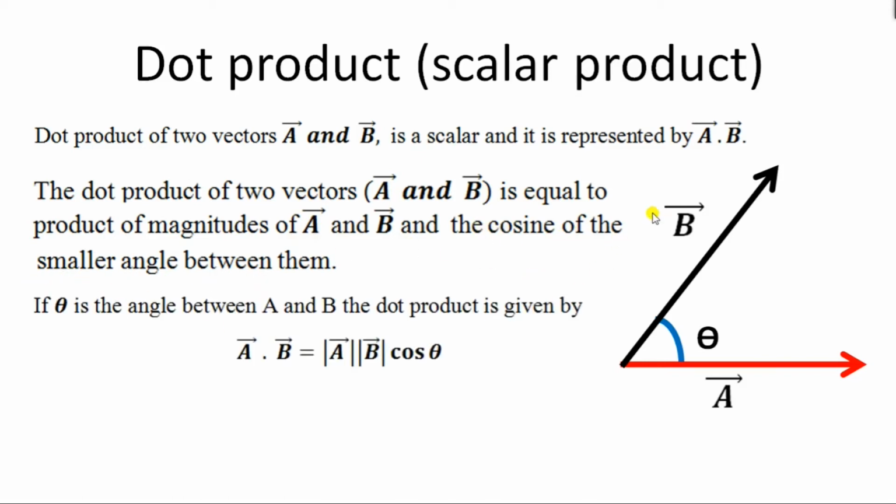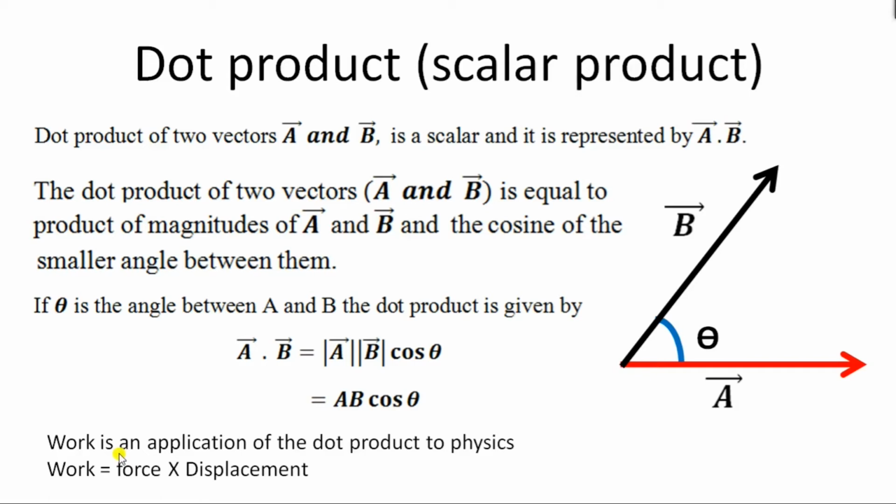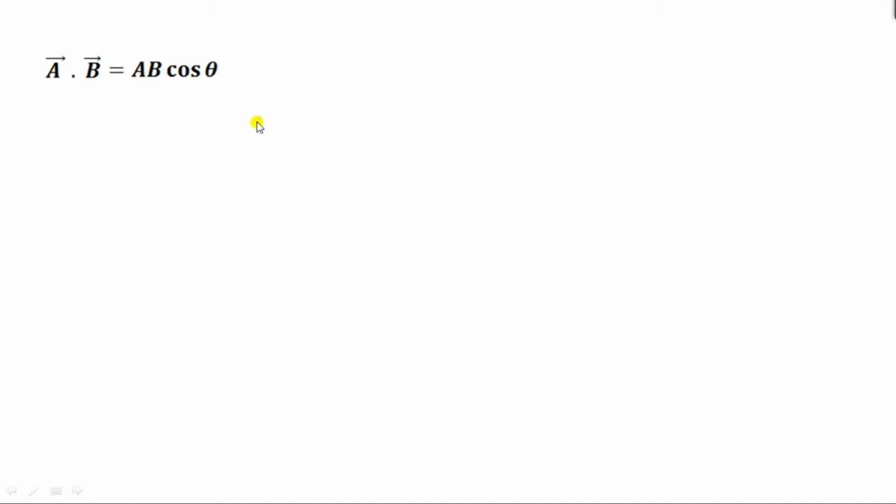If you want to find the dot product of A and B, then you should multiply magnitude of A, magnitude of B, and cos of the small angle between them. And for magnitude we can just write A and B without the vector sign. So A dot B is AB cos theta, and one example of dot product is work done. To find the work done, we multiply force and displacement. Force is a vector, displacement is also a vector, but work done is a scalar. So by multiplying two vectors we are getting a scalar. So this is the final formula: A dot B is equal to AB cos theta.